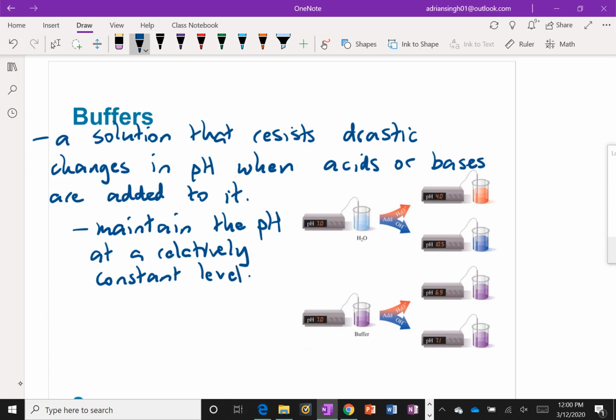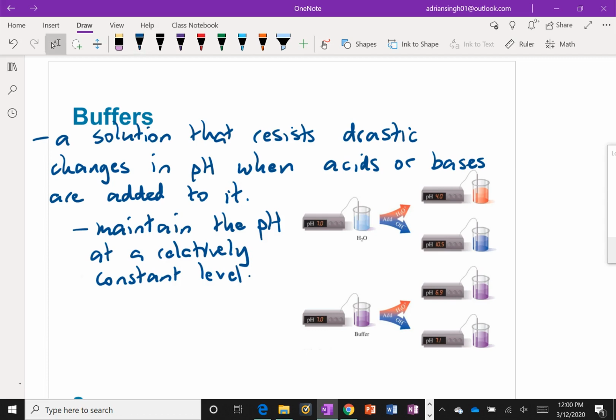Okay, the function of a buffer is not to get the pH to neutral. The function is to keep the pH where it is. All right, and that's a common misconception that students have at the beginning. Oh, buffers should get the pH to 7. No, buffers function to keep the pH at a relatively constant level, whatever that level is.